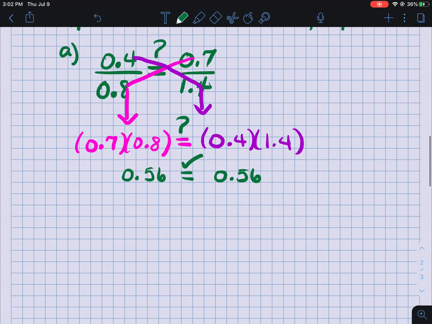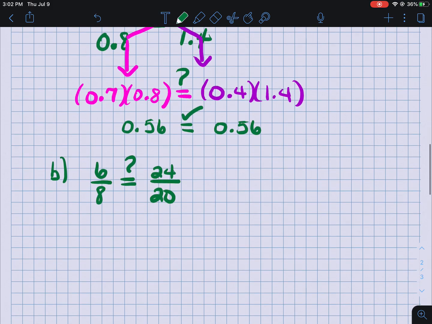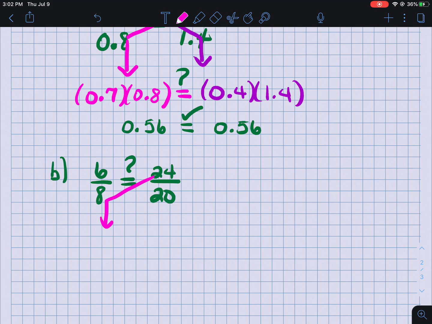Now let me show you two that are not proportional. So I set it up. I want to know, is 6/8 proportional to 24/20? Now some of you already see this because you're not too afraid of fractions and you know how to simplify both of them. But let's say you're like, I don't remember, so I'm going to cross multiply. I'm going to do 24 times 8. This time I am going to use a dot because there's no decimals in this. 24 times 8, is that equal to 6 times 20? If it is, they're proportional. If it's not, this is not a proportion.